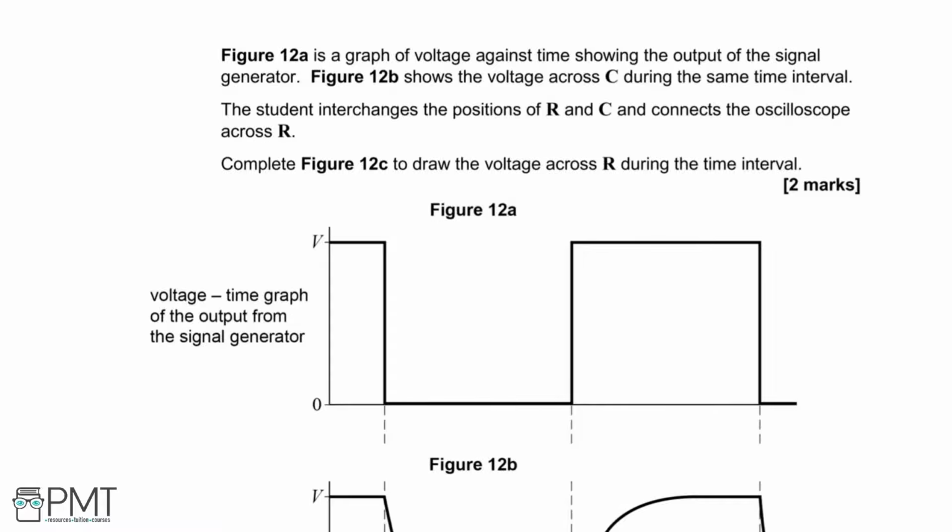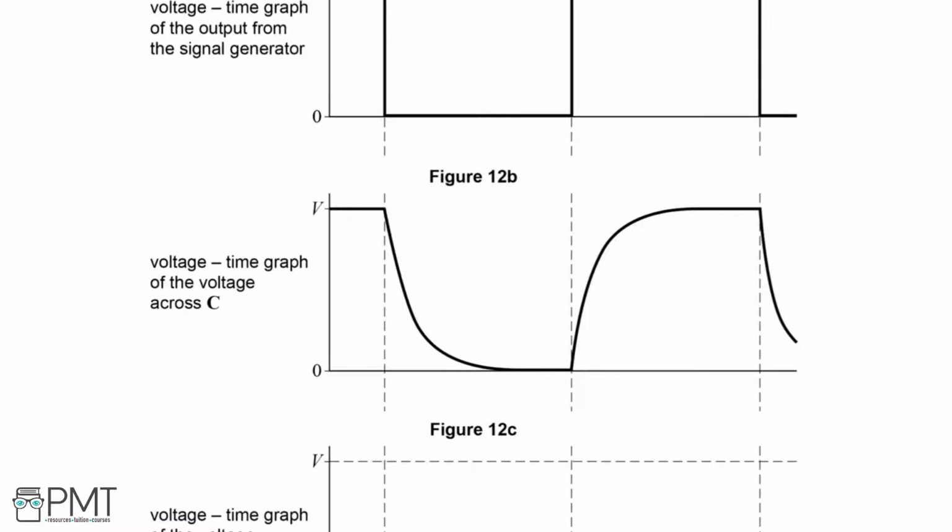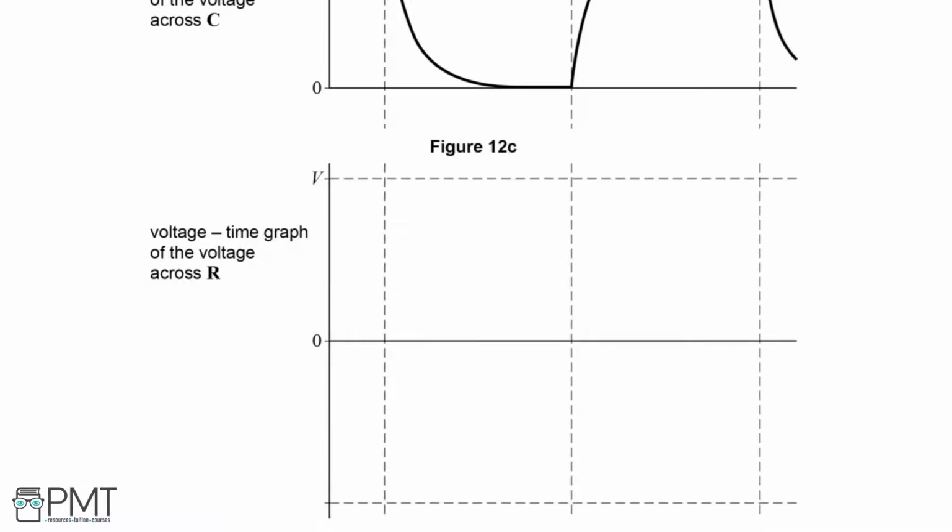So we've got figure 12a, which just shows that signal generator square wave output, as we've seen before. Figure 12b shows the voltage time graph across the capacitor. So you've got those curved edges there because it's discharging and charging through the resistor. Now, what we need to draw is the voltage time graph across R. Now, the thing to apply here in this circuit is Kirchhoff's second law, which tells us that the sum of the EMFs in a closed loop is equal to the sum of the PDs, or the sum of the electromotive forces in a closed loop is equal to the sum of the potential differences in that closed loop.